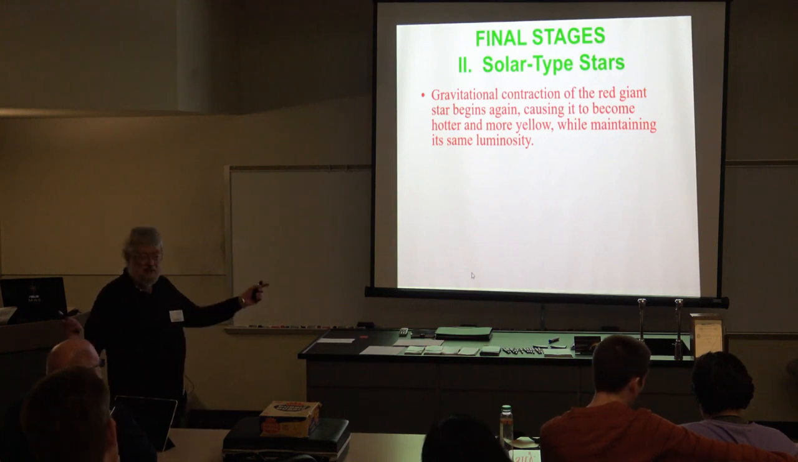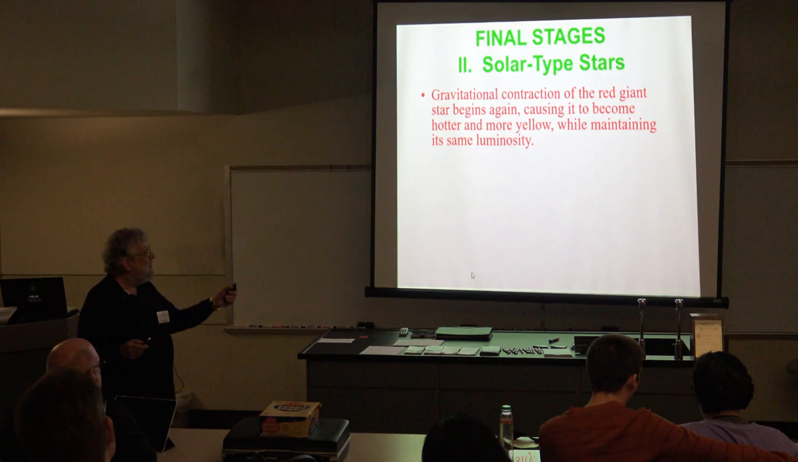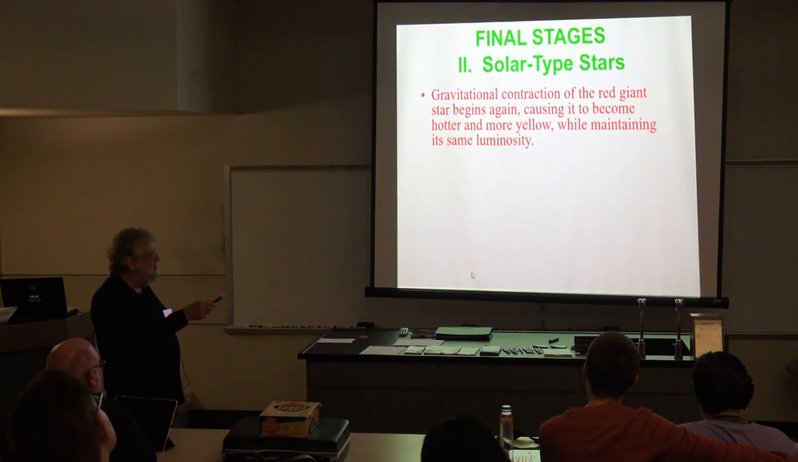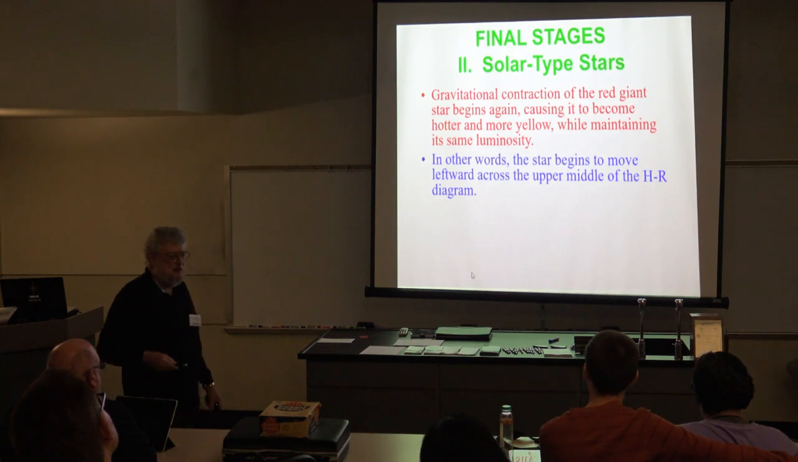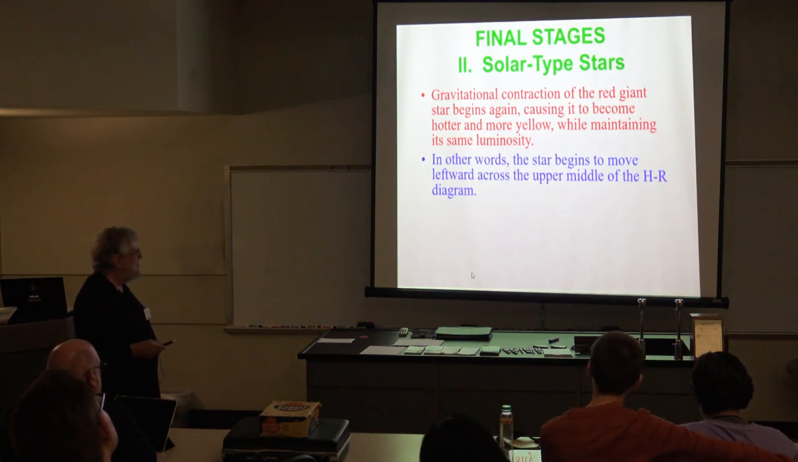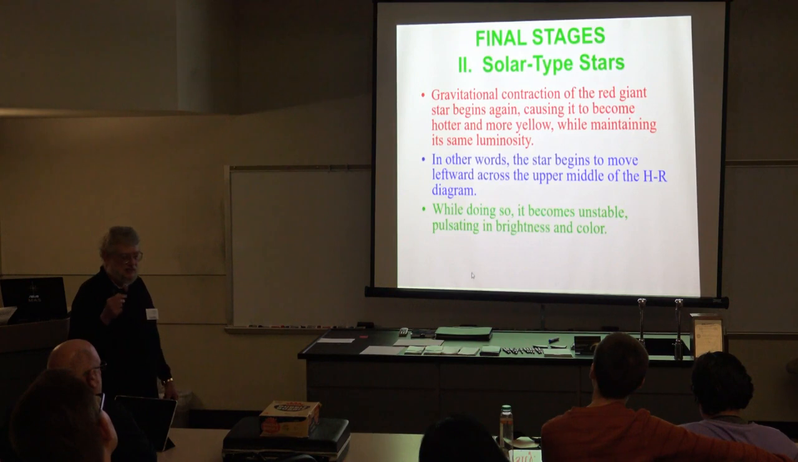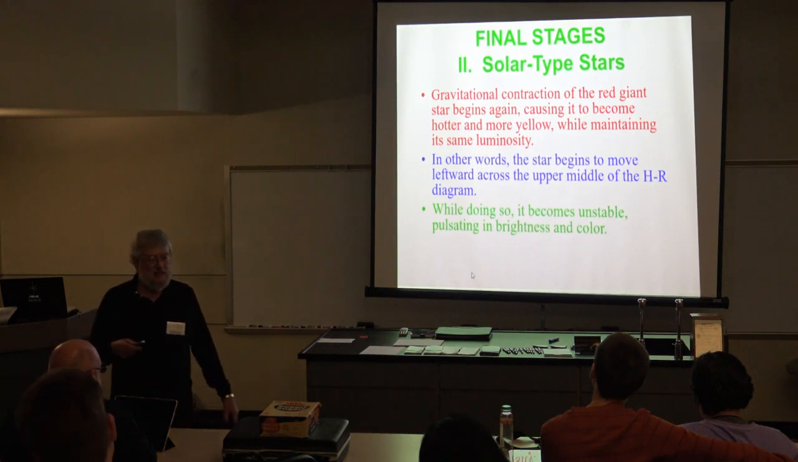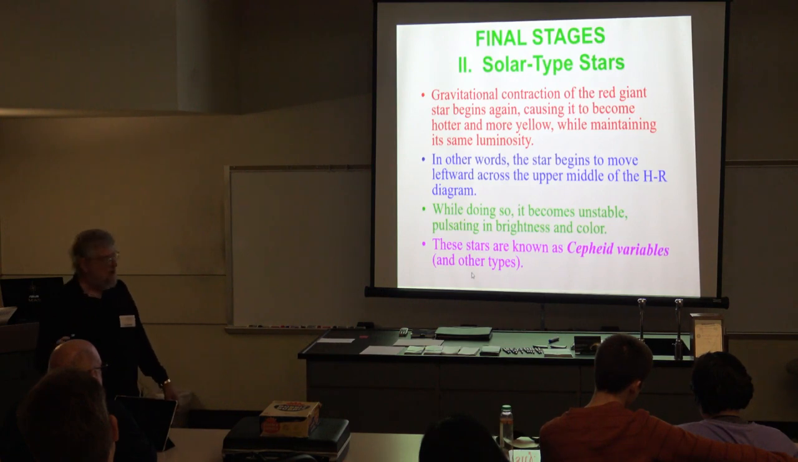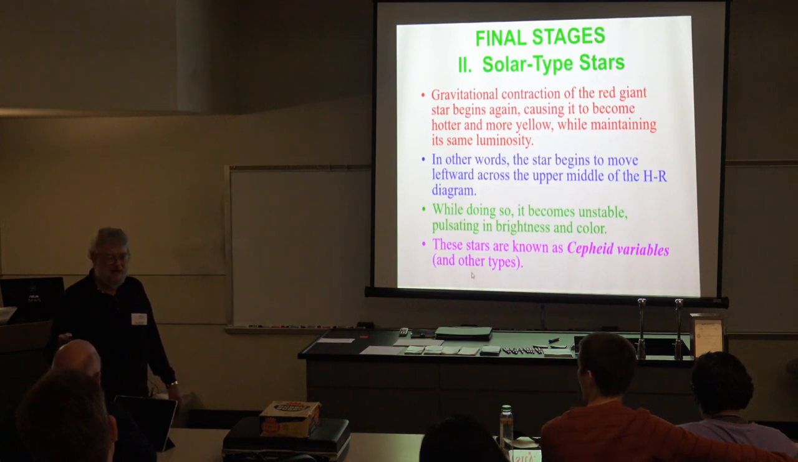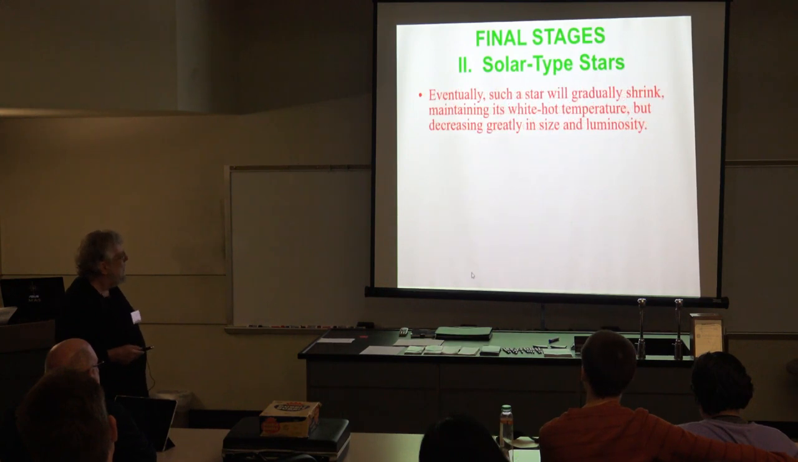The red giant again starts to contract and causes it to get hotter and yellow and moves across the top of the Hertzsprung-Russell diagram going towards the left. And then it gets unstable and starts pulsating, becoming a Cepheid variable or some other similar type of variable star, which is way more variable than the Sun is now. The Sun now is virtually steady, but these are amazingly variable.